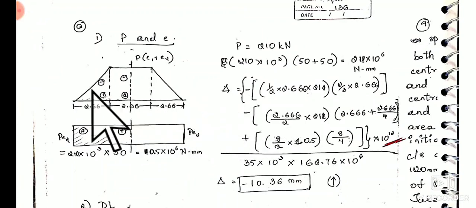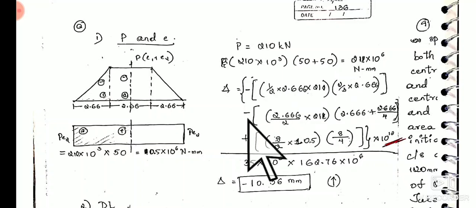Delta is equal to, in this bending moment diagram, the first two diagrams are negative and the one below is positive. Minus, first I am going to take up the triangle, half into base into height. Base is 2.6 and height is 218 Newton millimeter, 218 into 2 by 3 into base, that is x bar for the first right angle triangle.